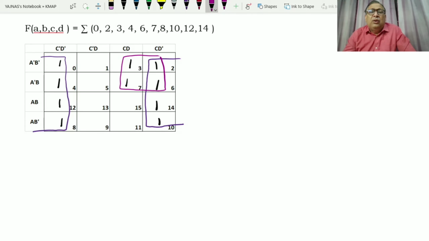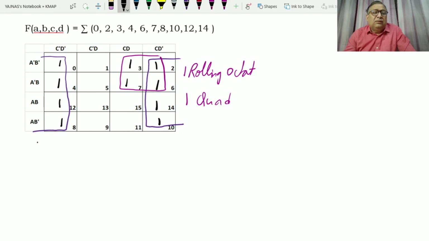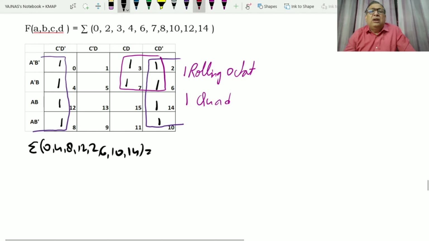So here we will have 1 rolling octet and 1 quad. That will be sigma 0, 4, 8, 12, 2, 6, 10, 14. That is the rolling octet. If you see the top of these columns, what is constant? The result of this octet is D bar. Absolutely right.